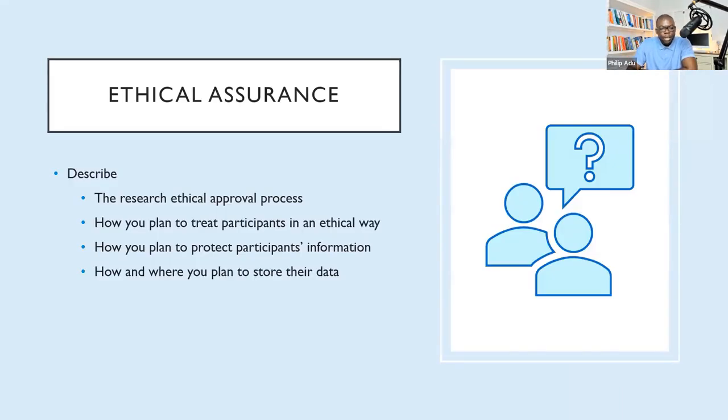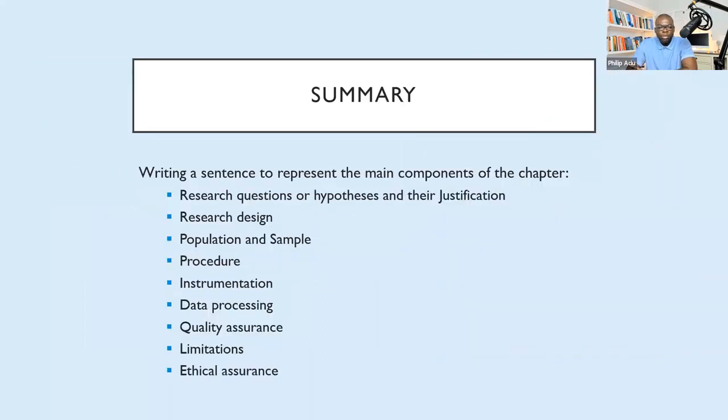Ethical assurance. One thing that you can do is to provide the processes that your study will go through for it to be approved. And also, what are you going to do to protect participants? What are you going to do to protect their information? How are you going to store their information? How are you going to make sure that people, a third party, will not get access to participant information? Then you end with a summary.